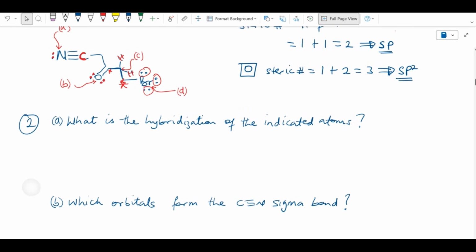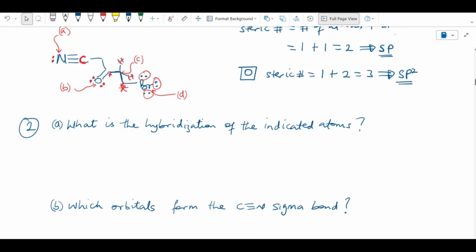The next question says, which orbitals form this carbon-nitrogen triple bond? So this is the carbon-nitrogen triple bond here. Now it wants us to determine which orbitals form the sigma bond between those two atoms. Sigma bonds are formed by hybridized orbitals, and the way to determine the hybridized orbitals is to use steric number. First of all, calculate the steric number and determine the hybridization. Whatever hybridization those atoms have, those will be the hybridized orbitals that we use to form this sigma bond.